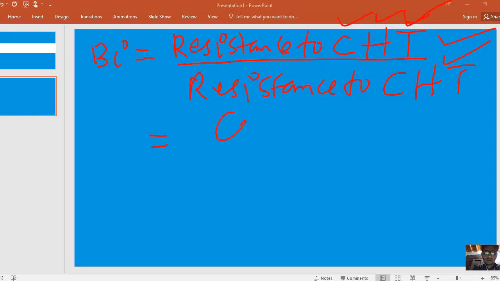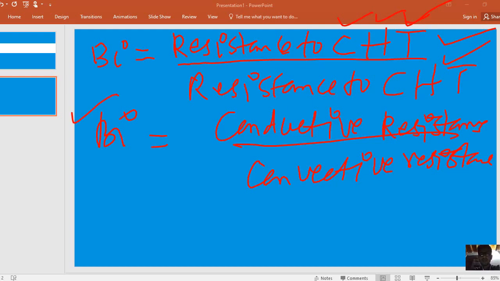Conductive resistance and convective resistance is the Biot number. So the Biot number is nothing but the ratio between the resistance to the conductive heat transfer divided by the resistance to the convective heat transfer. So this is the Biot number.